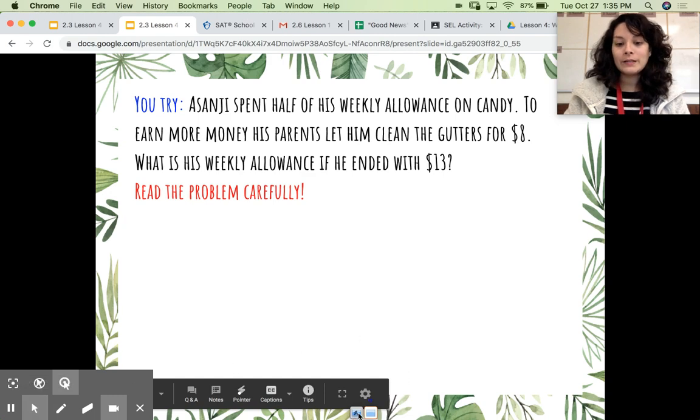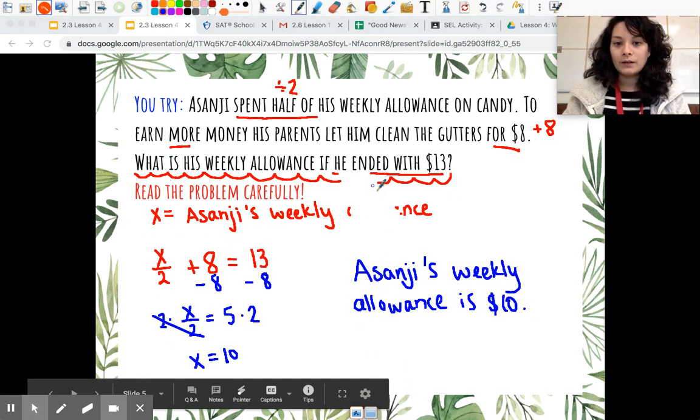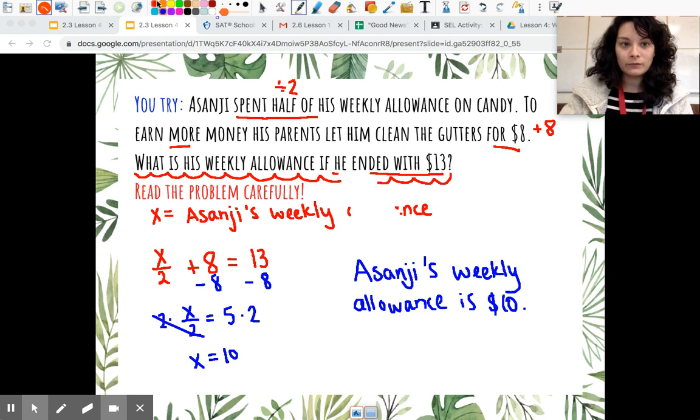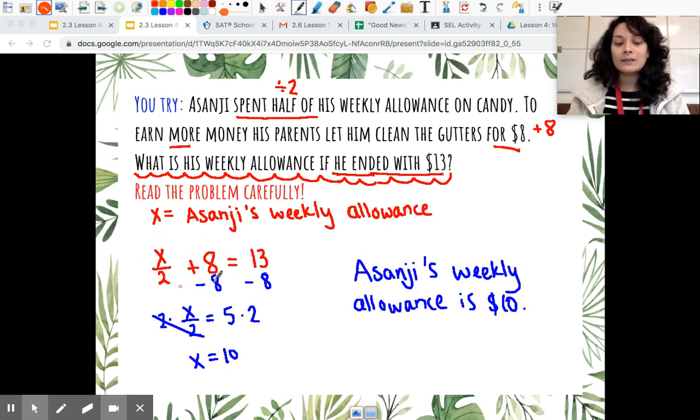Okay, so here is the answer that you should have gotten for this one. Whoops, I lost part of my definition. Let me fix that as I was erasing part of my problem. There we go. Okay, so you should have defined in some way, shape, or form that your variable was Asanji's weekly allowance, and then the equation that you should have gotten should have looked like this. So notice it looks a little different from the one before, and I did mention that oftentimes the order in which events are happening can sometimes dictate how you write your equation.